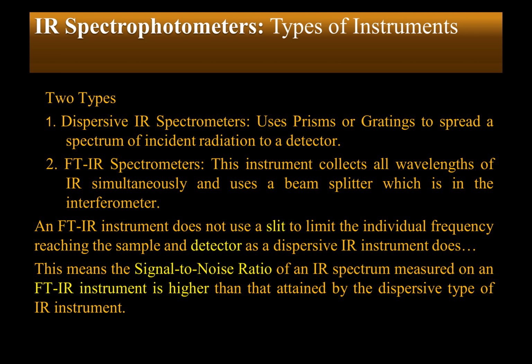This means the signal to noise ratio of an IR spectrum measured by an FTIR is much higher, because it takes the entire radiation, and that is much higher than that attained by the dispersive type of IR instrument, because it takes one by one.